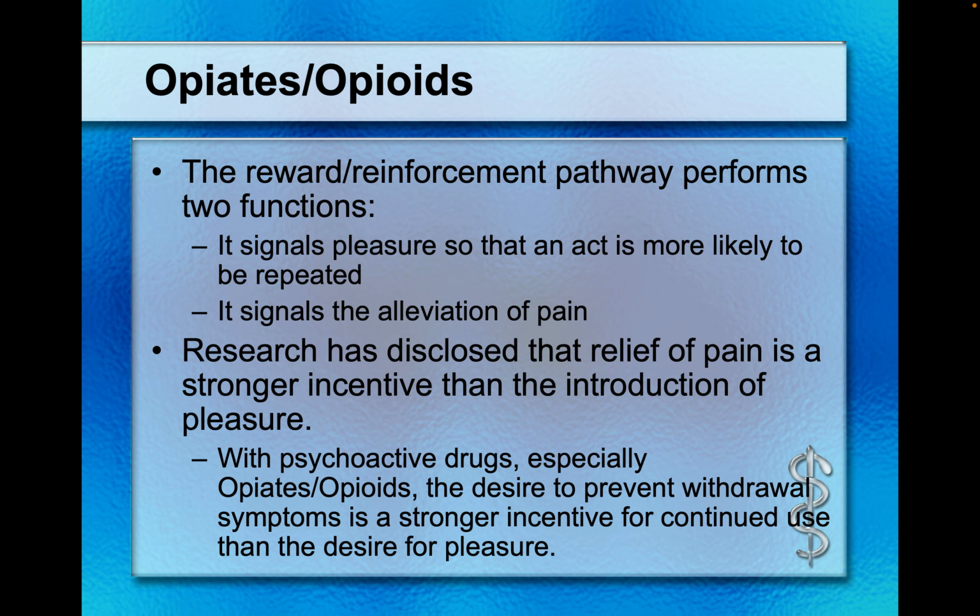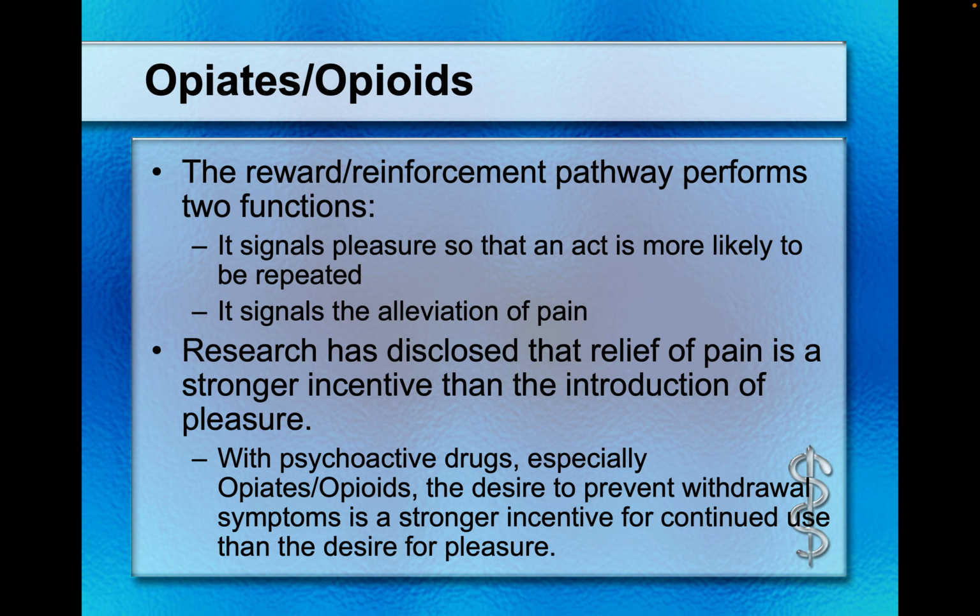The reward reinforcement pathway performs two functions. It signals pleasure so that an act is more likely to be repeated. It signals the alleviation of pain. Research has disclosed that relief of pain is a stronger incentive than the introduction of pleasure. With psychoactive drugs, especially opioids, the desire to prevent withdrawal symptoms is a stronger incentive for continued use than the desire for pleasure.